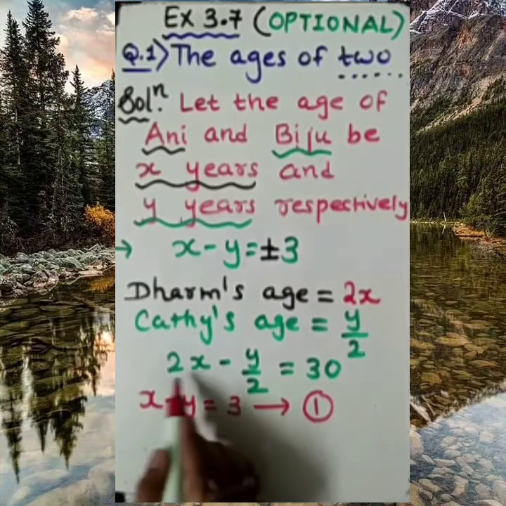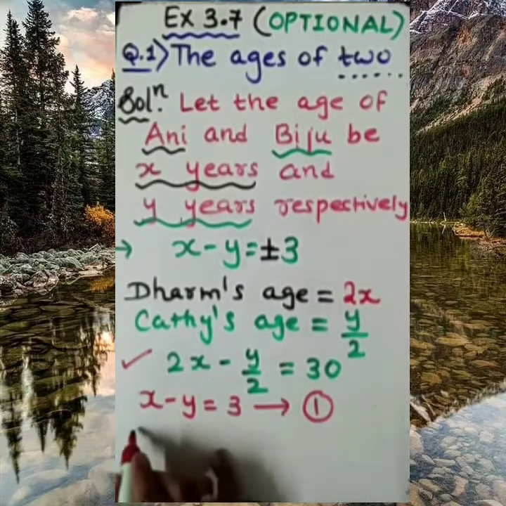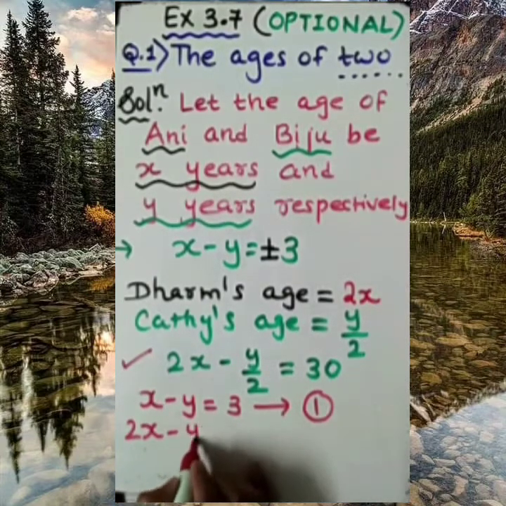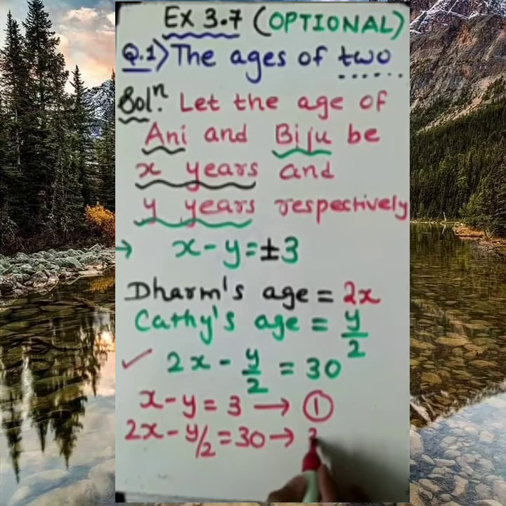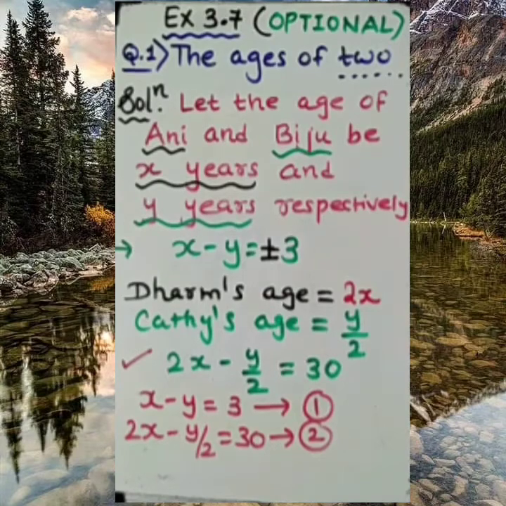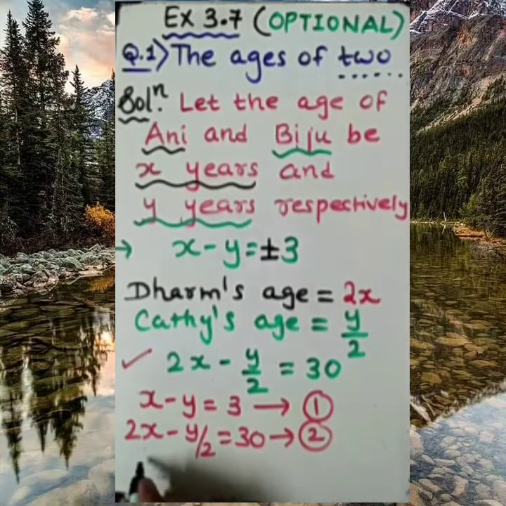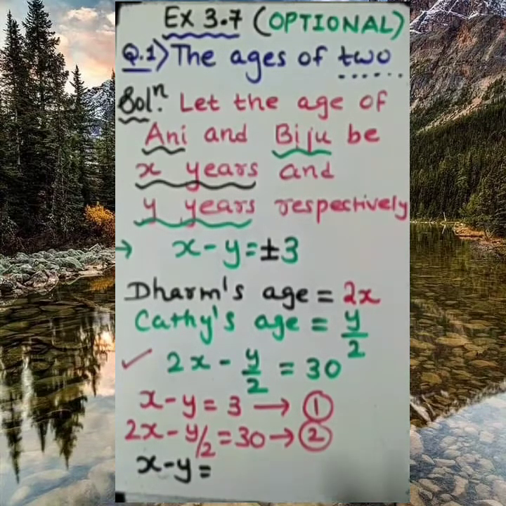Clear? Another equation I am choosing is 2x minus y by 2 equal to 30. Let me call this equation number 2. Now one more equation with us. Here plus 3 I have chosen. Then another will be, of course, x minus y equal to 3 only. Minus 3. Plus 3 we have taken. So this is minus 3. This is the third equation. Fine.